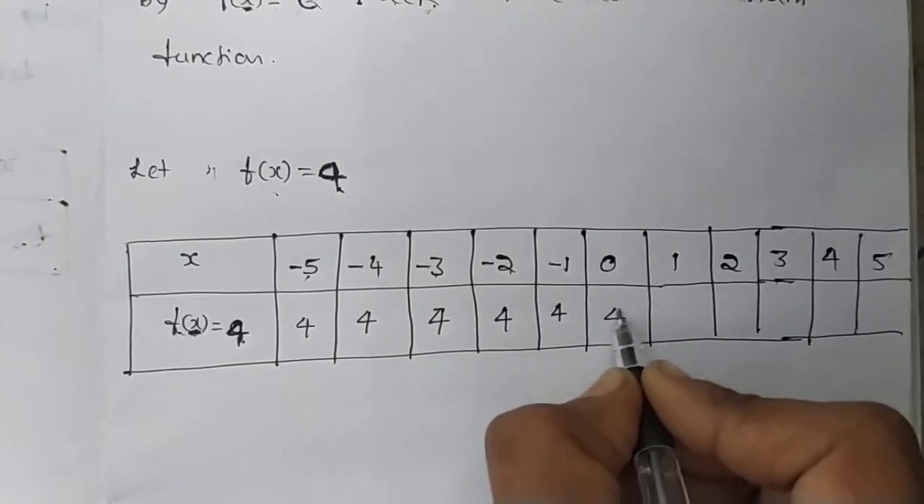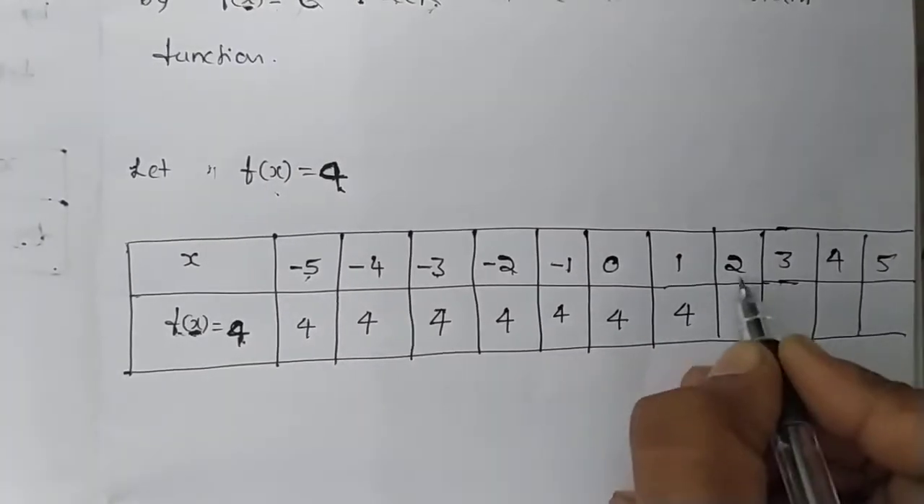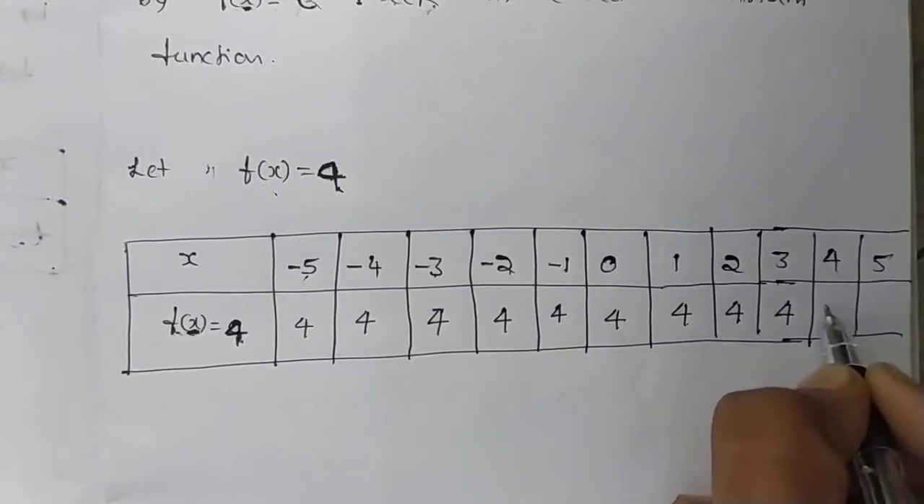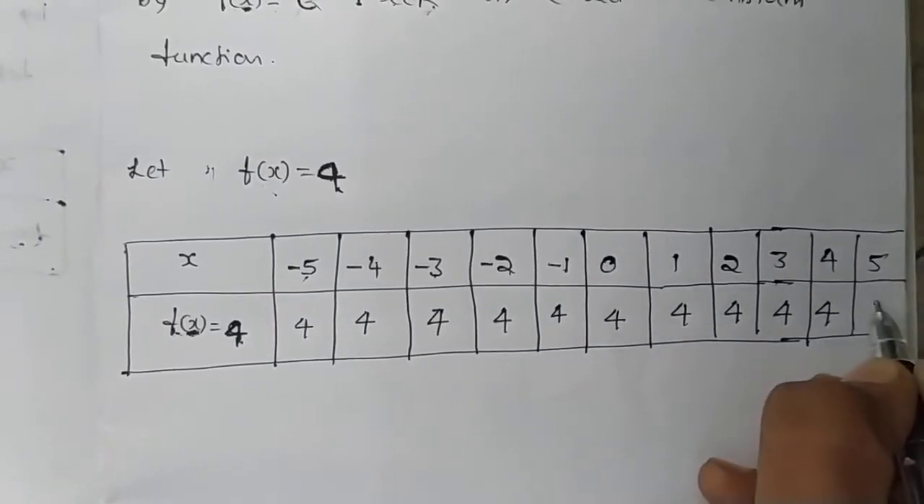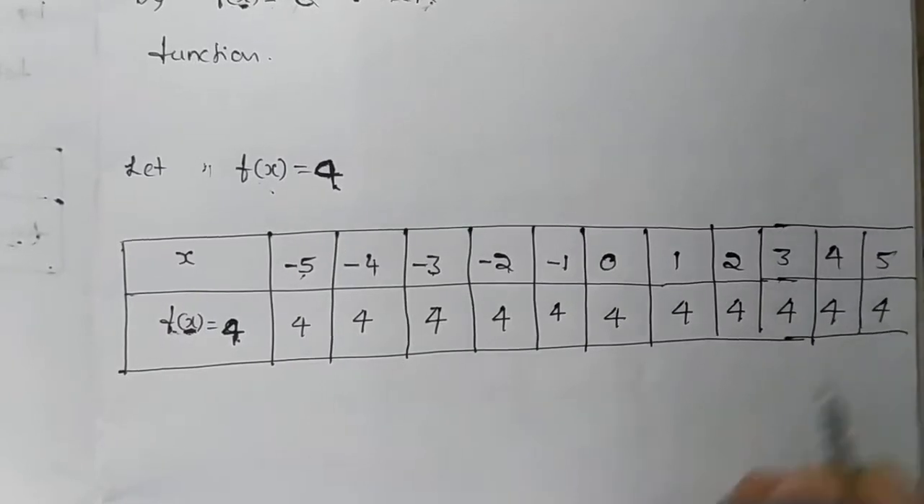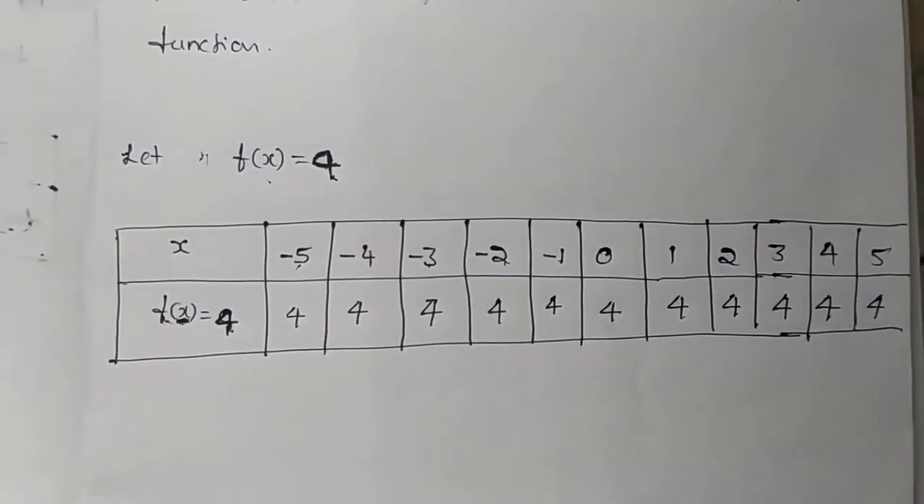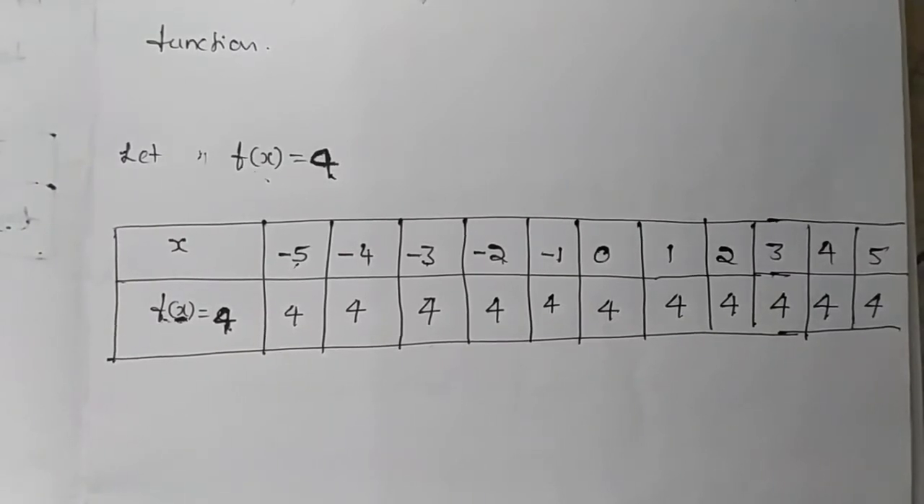f of 0 is also 4. f of 1 is also 4. f of 2 is also 4. f of 3 is also 4. f of 4 is also 4. f of 5 is also 4. Hence, it is a table for the function f of x equals 4.